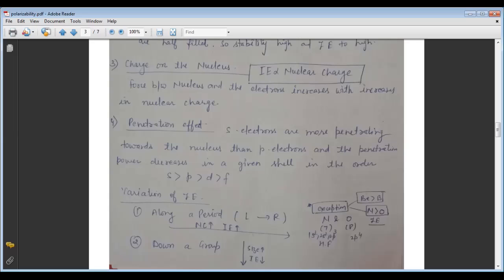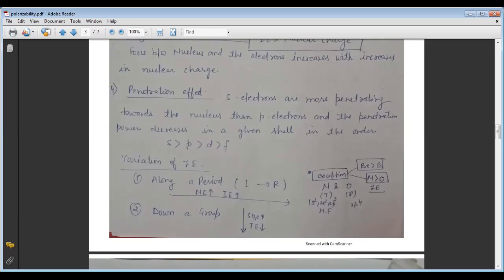Now come to the next point, that is the penetration effect of the electrons. What is the penetration effect? We know that s electrons are the most penetrating towards the nucleus, because they are the closest to it. Then p electrons, and the penetration power decreases in a given shell in the order s, p, d and f. So s is the highest, p is less than that, d is less than that, and f is the least.